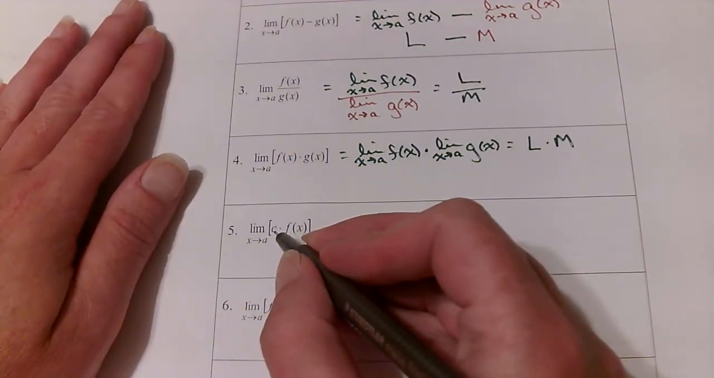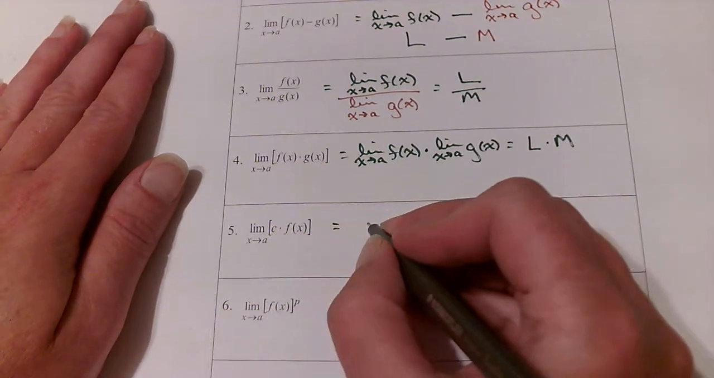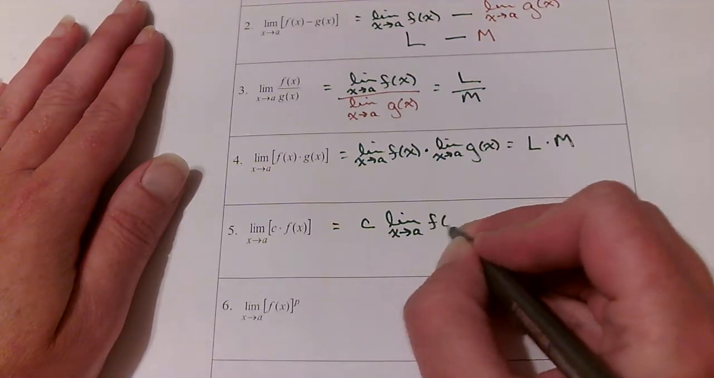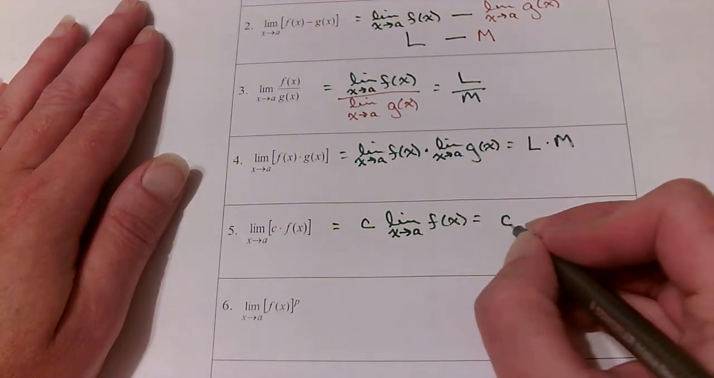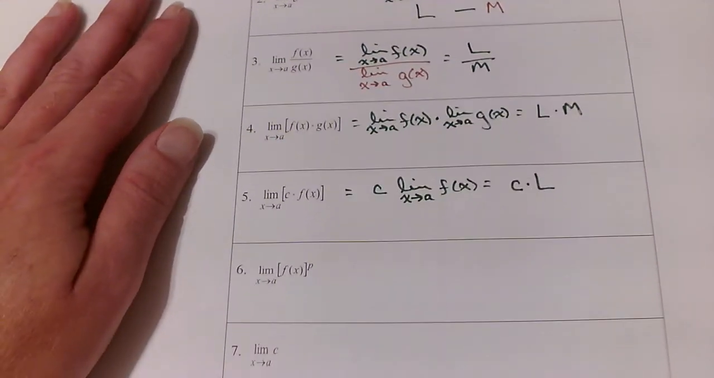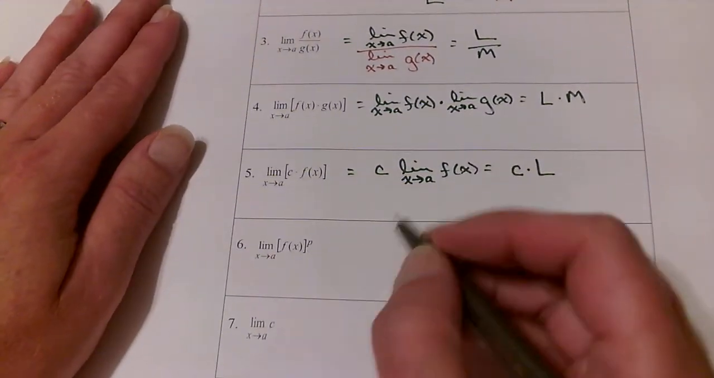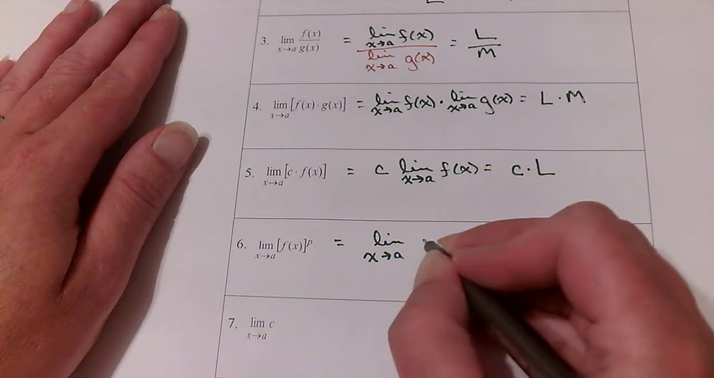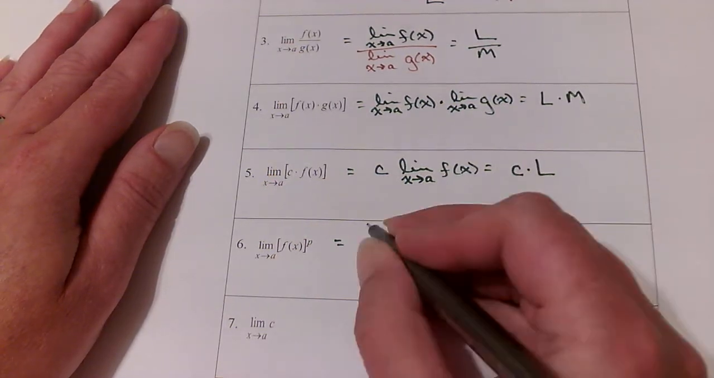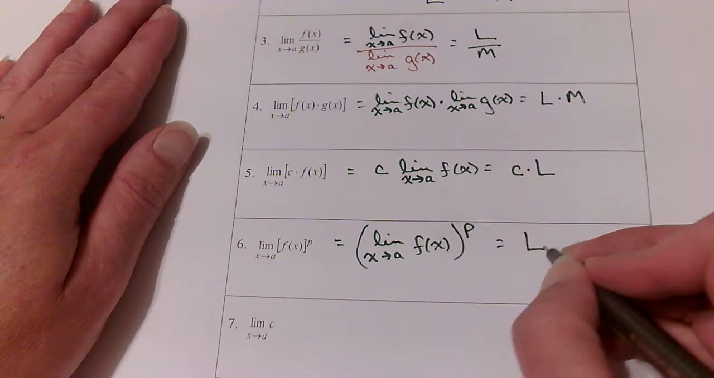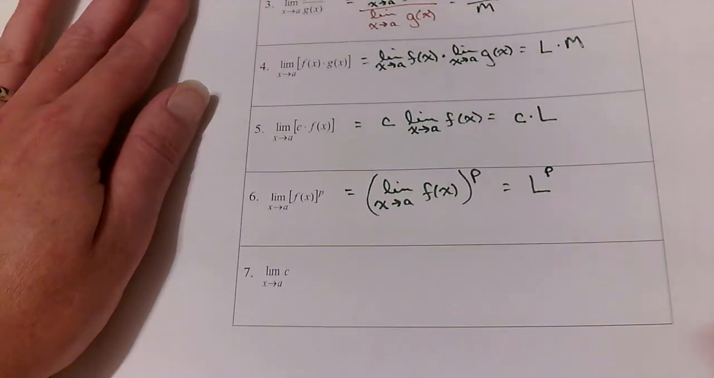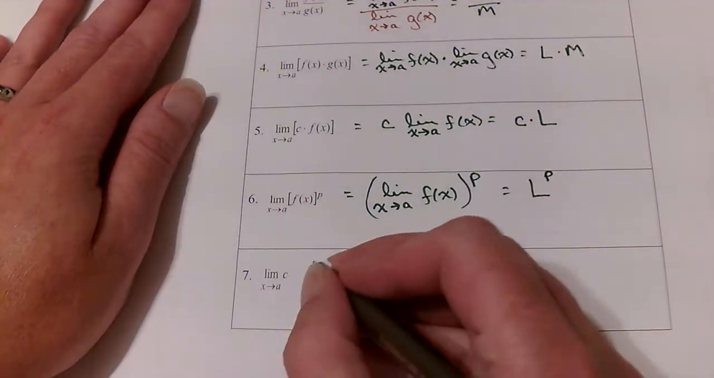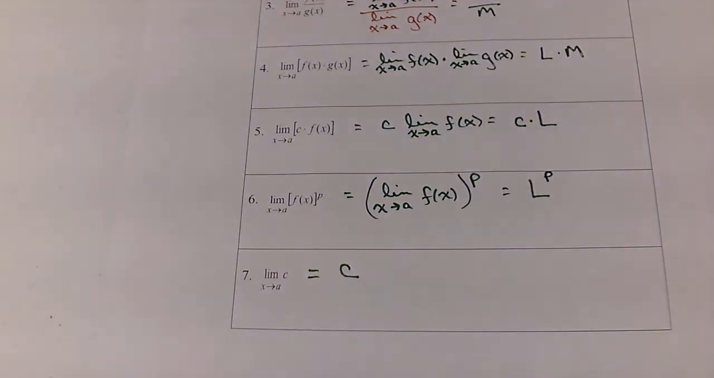What if there's a constant in there? C is usually a constant. Well, just factor out the constant. So it'd be C times L. What if we had f of x to some power? Well, just find the limit of f of x and then raise it to that power. What about the limit of a constant? Well, it's just that constant.